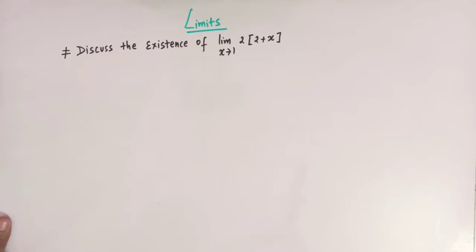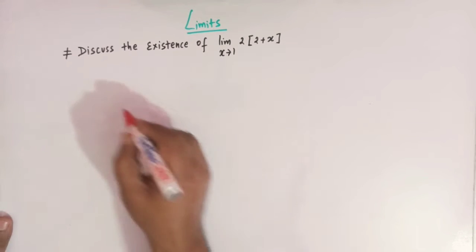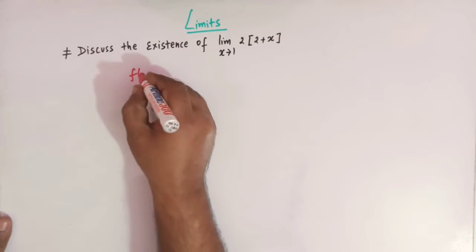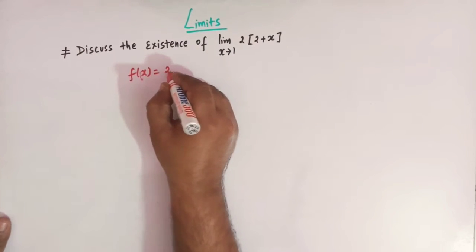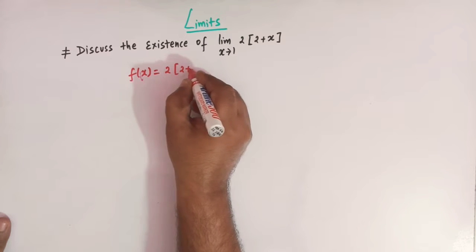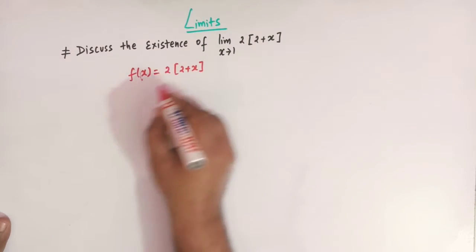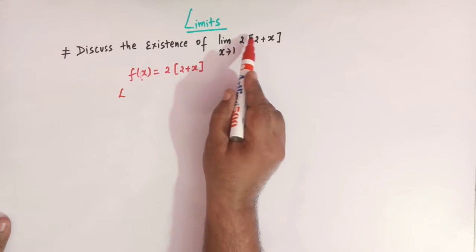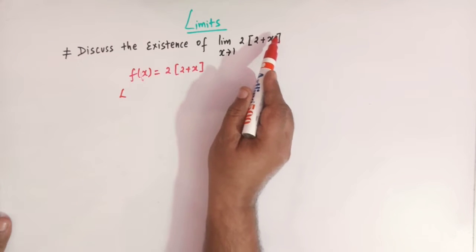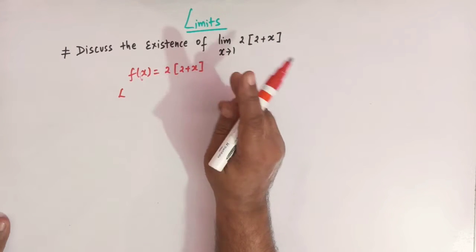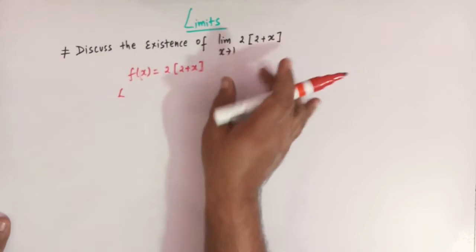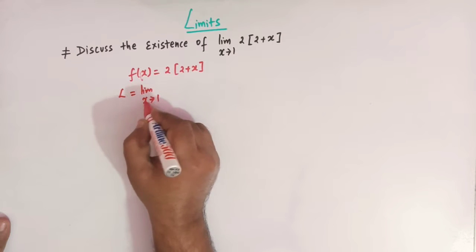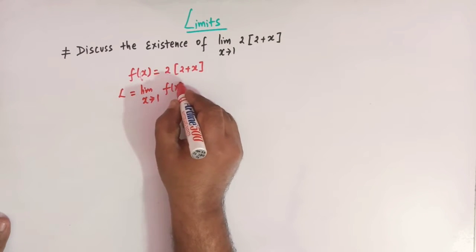So let us start. First of all, we'll take f of x equal to 2 times the greatest integer of 2 plus x. So we have to find the limit x tends to 1 of 2 times the greatest integer of 2 plus x, or in other words, we have to check whether the limit exists or not. So we'll write limit x tends to 1 f of x.